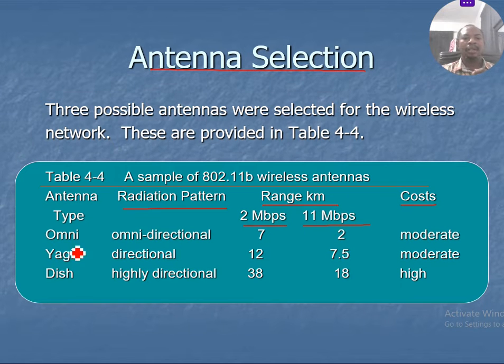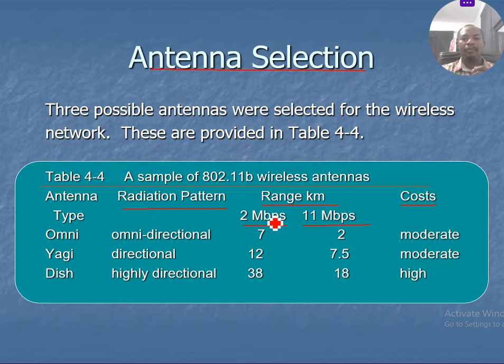Now let's take a look. We have what we call the omnidirectional antenna. Omni type of antenna means an antenna that radiates in all directions. Omnidirectional, in all directions, a 360-degree view. This type of antenna has what we call a 360-degree view. They can transmit and receive at 360 degrees in all directions.